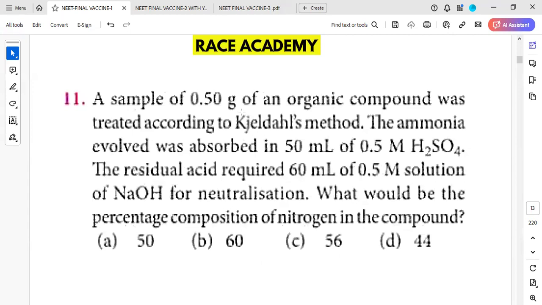A sample of 50 grams of an organic compound was treated according to Kjeldahl method. The ammonia evolved was absorbed in 50 ml of 0.5 molarity H2SO4. The residual acid required 60 ml of 0.5 molarity solution of NaOH for neutralization. What will be the percentage composition of nitrogen in the compound? Whenever you are preparing this type of Kjeldahl method questions, we have a formula to find the percentage of nitrogen in Kjeldahl method.